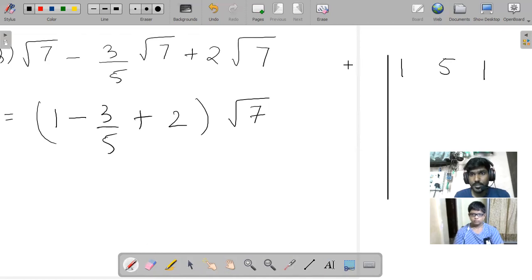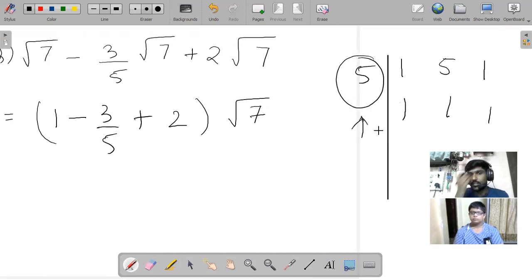But if there are other numbers, you properly do the LCM. So this 1 and 1 can be ignored. 5 ones are 1 and 1, so 5 is only remaining here. So 5 is the LCM. But if it is other numbers, you properly find out the LCM, least common multiple. But in this case, I know it is 5.